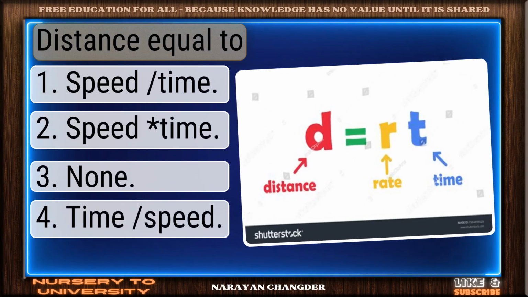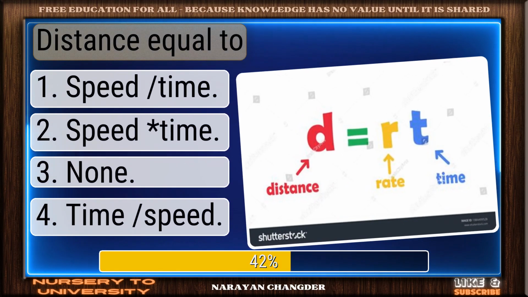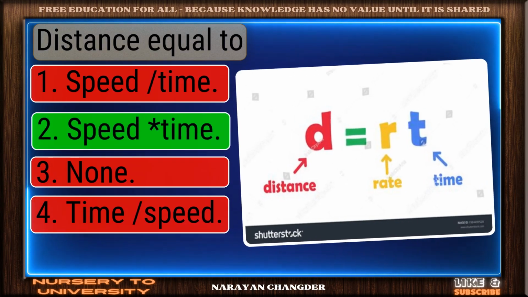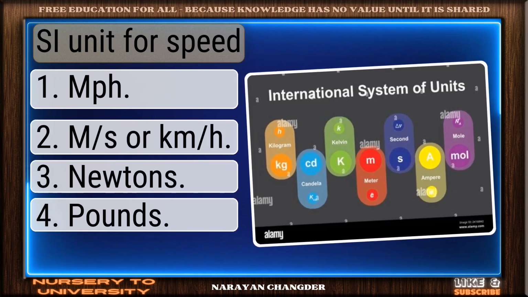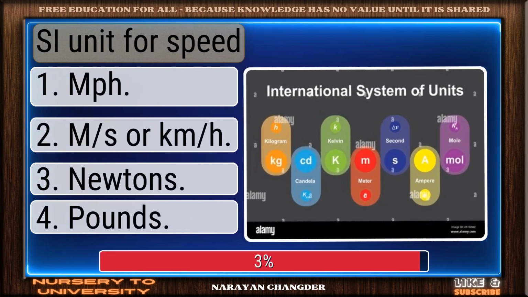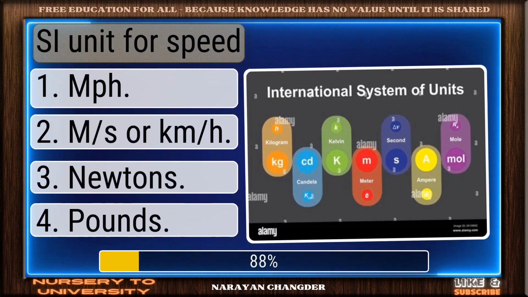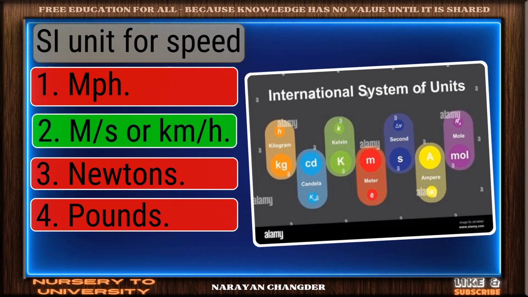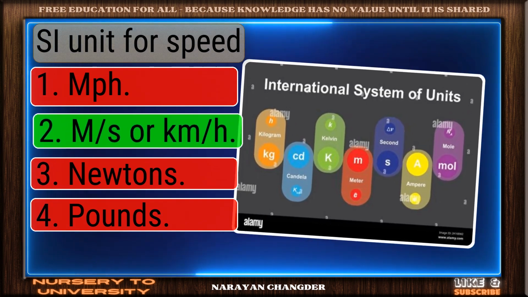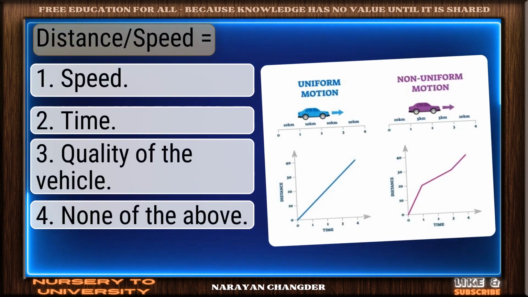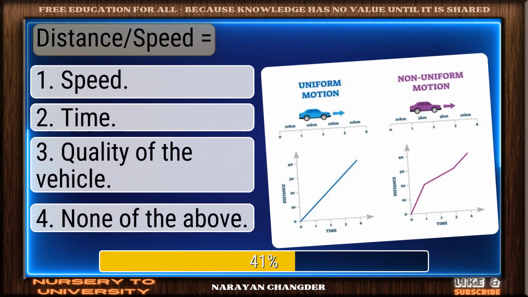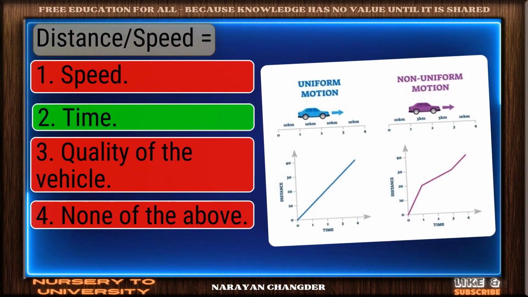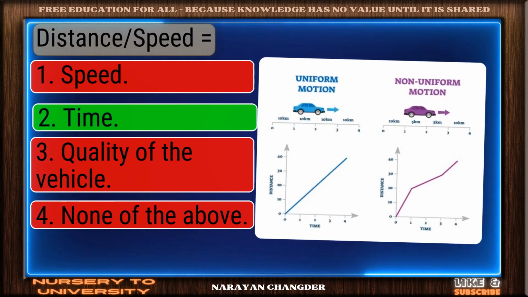Question number 285. Distance equal to. Right again. Speed times time is a valid answer. Question number 286. SI unit for speed. Exactly. m/s or km/h makes sense, and it is right choice. Question number 287. Distance over speed equal to. Bravo. Time is the answer.